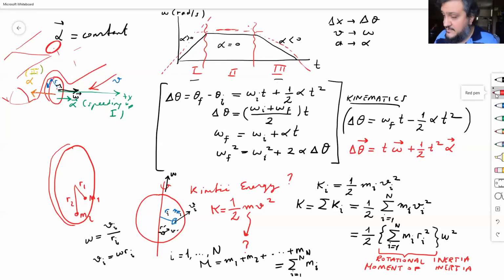Now this is where you have to be careful. The letter I stands for rotational inertia. Where did we use I before? Do you remember? I. But this I was not a scalar here.